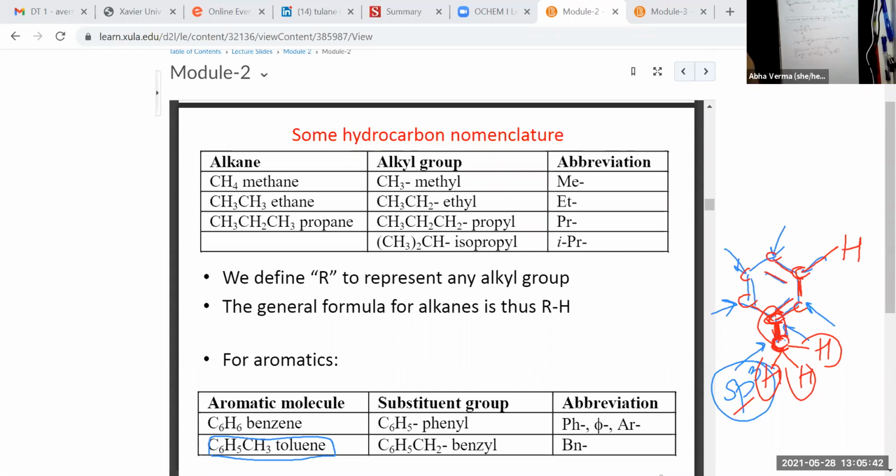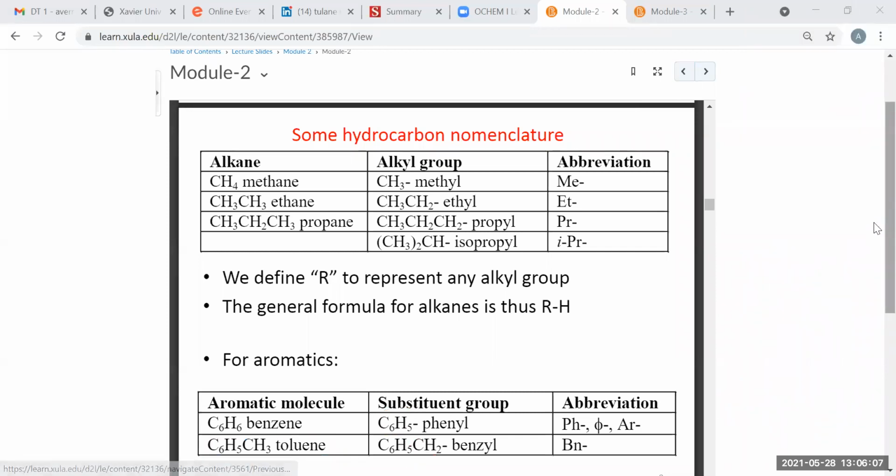So this location is the benzylic location, also known as the benzyl. So this carbon right here, which is outside of the benzene ring, and this carbon in the benzene ring will constitute your phenyl. Any questions so far?